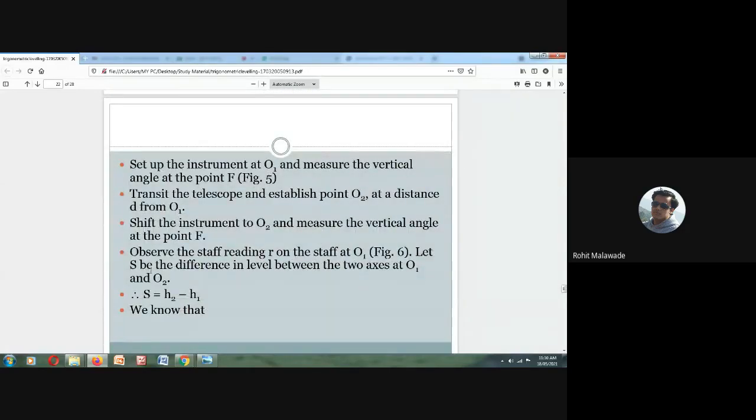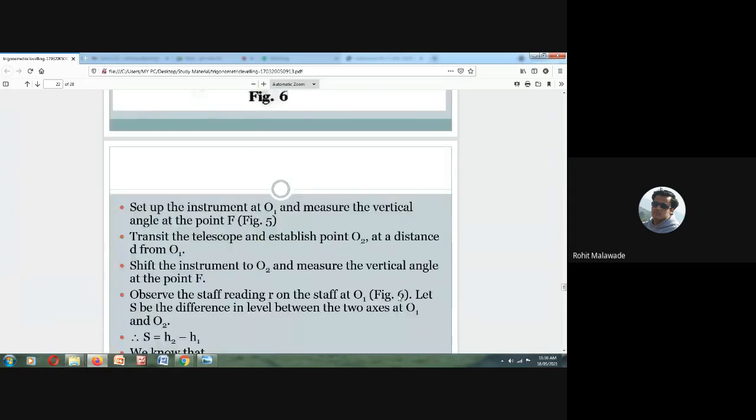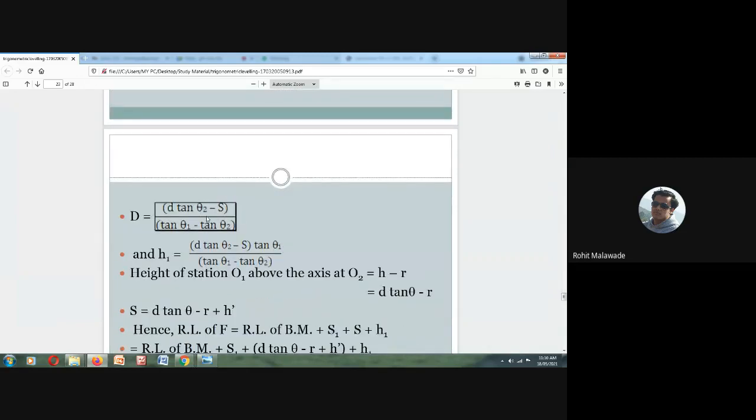Let S be the difference in the elevation at the two axes at O2. Therefore, S is equal to the difference in the staff reading. Here also we are going to have the S. From here we take the height staff reading, and at O2 we have one more staff reading. So the difference between the two readings, that is the difference between the two lines of collimation, is S. So H2 is equal to H1, so D is equal to D tan theta 2 minus S.